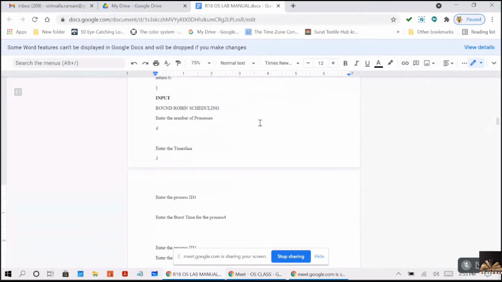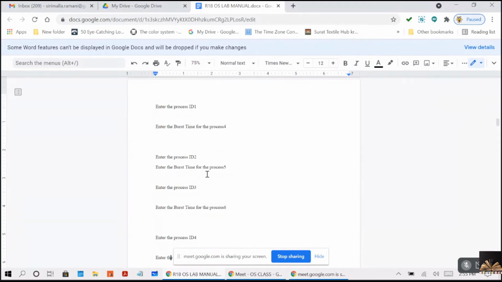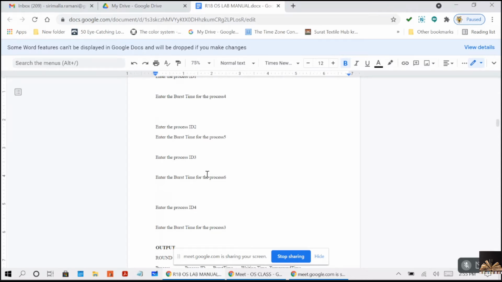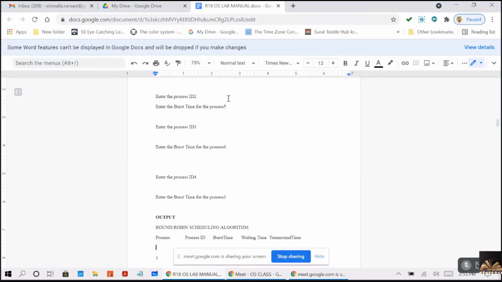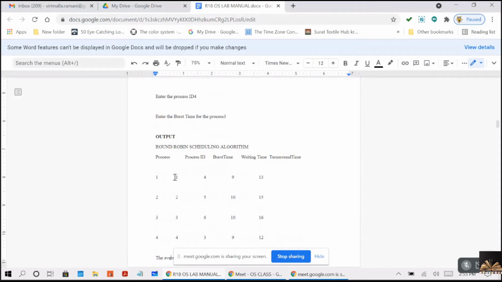See, if you can see the input, I am giving the number of processes as 4, time slice as 3, and I am entering the processes and their burst times, right? You enter the burst time for process 1, 2, 3, 4. Sorry, how many processes did I give? I gave 4 processes. For process 1, I'm giving the burst time as 4, process 2 as 5, process 3 as 6, and process 4 as 3, right?